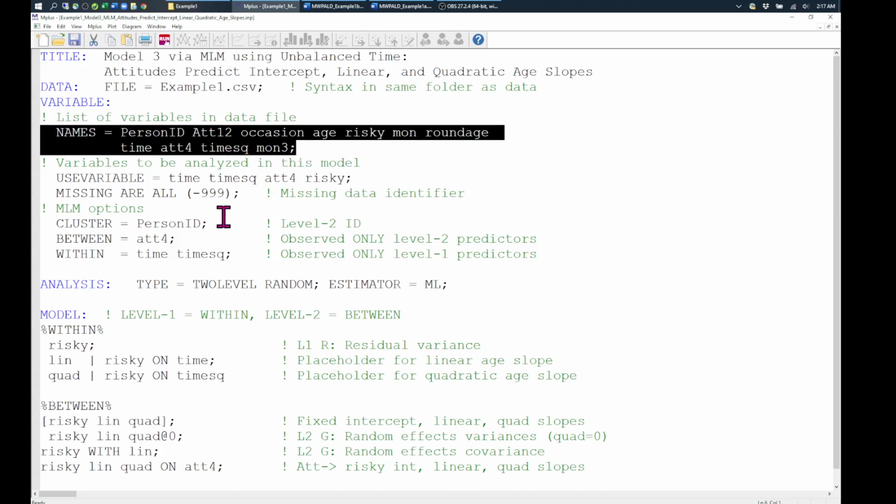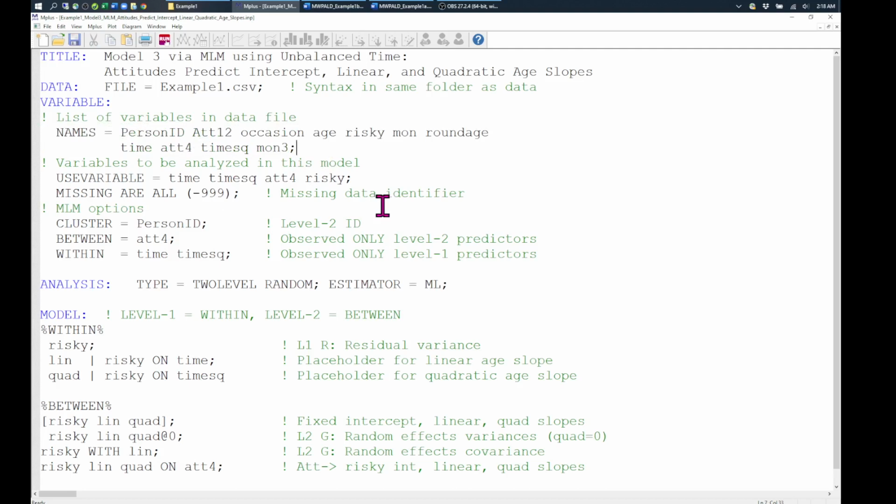So we list all of the names in the order in which they appear, and then the terminating thing is a semicolon in this language. So semicolons finish every separate command. Use variable is listing which of these you're actually going to have in your model. If you forget this line, it will try to throw all of these things into the model, including person ID. So that will go badly. So you want to make sure that you've eliminated columns that you're not currently using. So in this analysis, I have time and time squared. We're going to have attitudes because this is the last model from yesterday, and the risky behavior outcome.